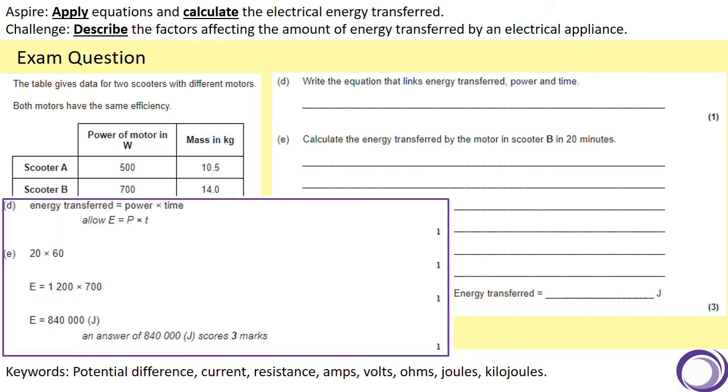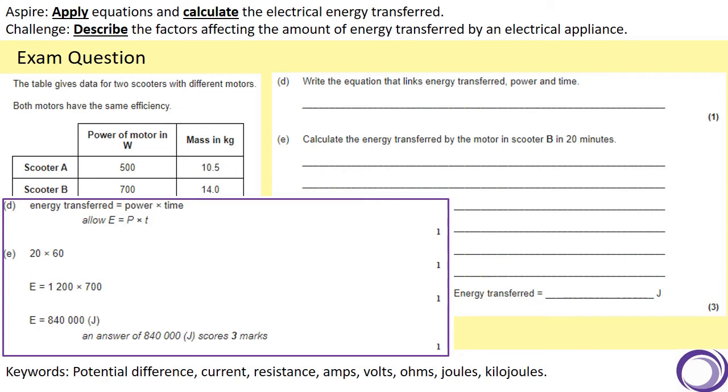Right, there's the mark scheme. The equation that links energy transferred, power and time, so energy equals power times time. If you've used the right symbols, E equals PT, that's absolutely fine. If you've put power equals energy divided by time, that's perfectly fine. Now we need to use that formula. So calculate the energy transferred by the motor in 20 minutes.